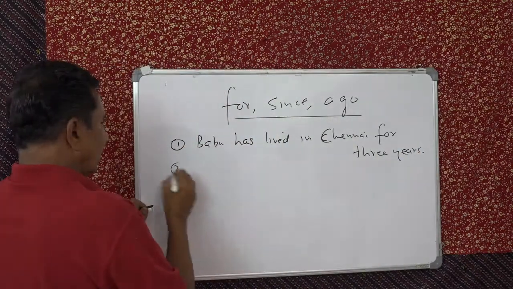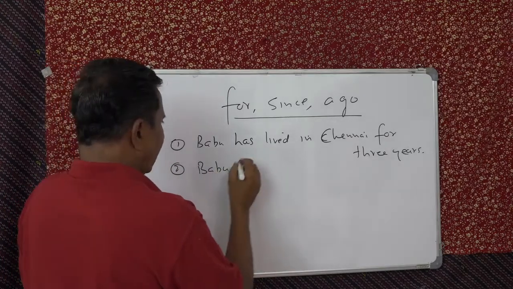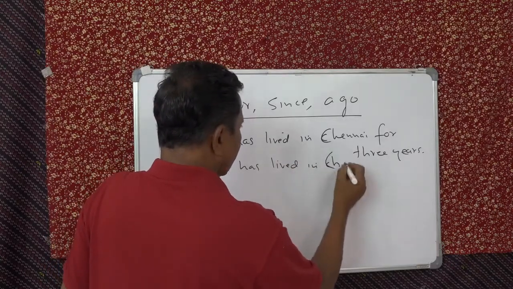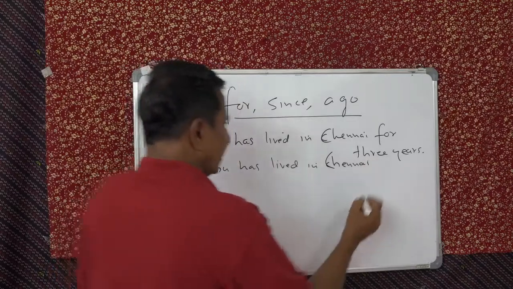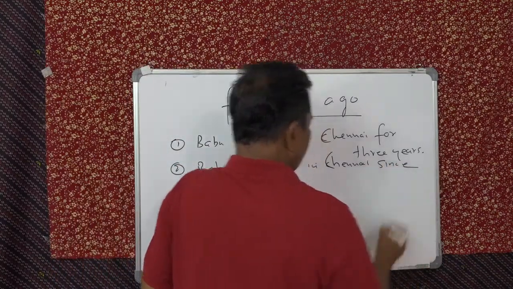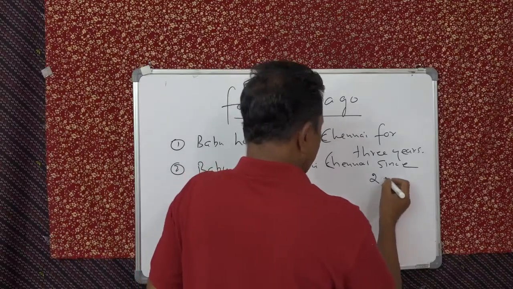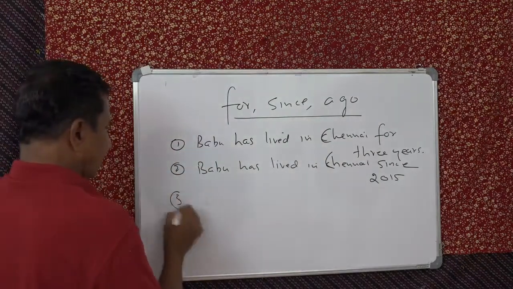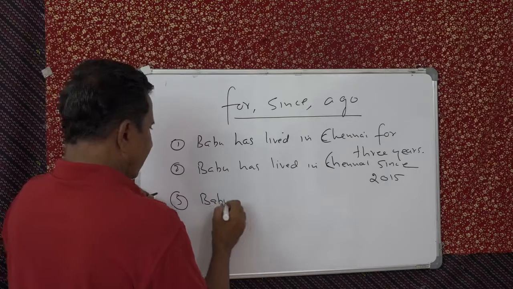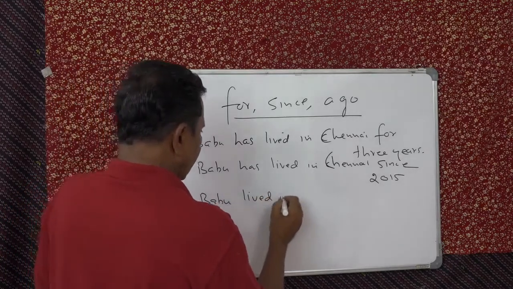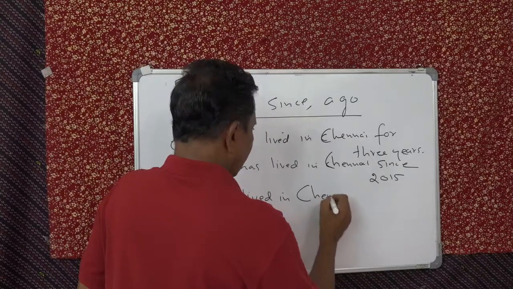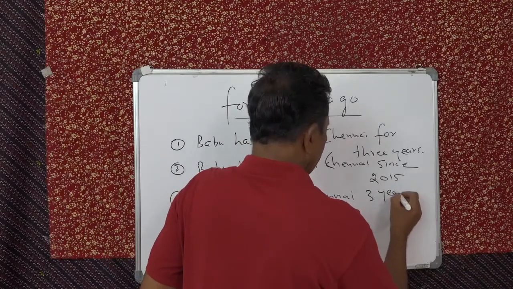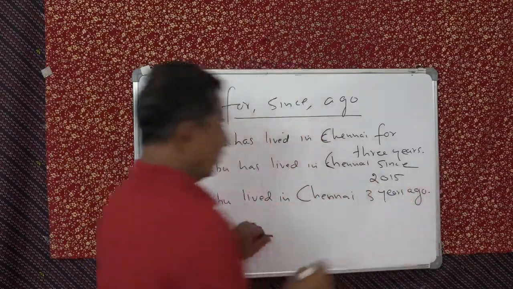Second sentence: Babu has lived in Chennai since 2015. Third: Babu lived in Chennai 3 years ago.